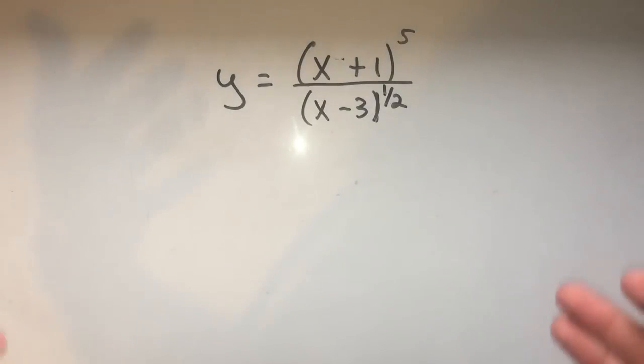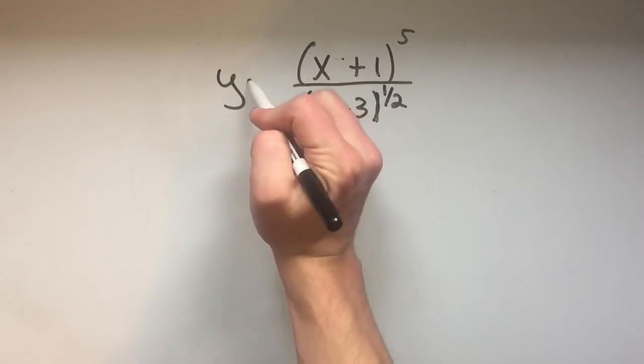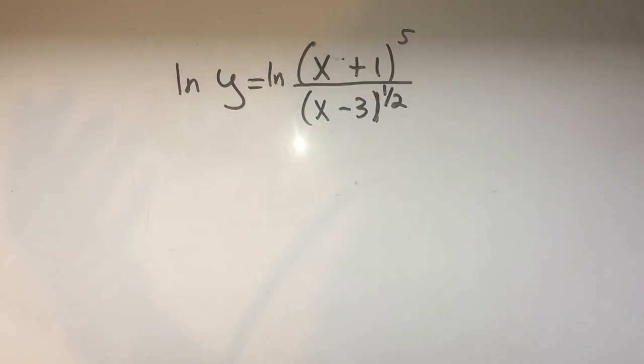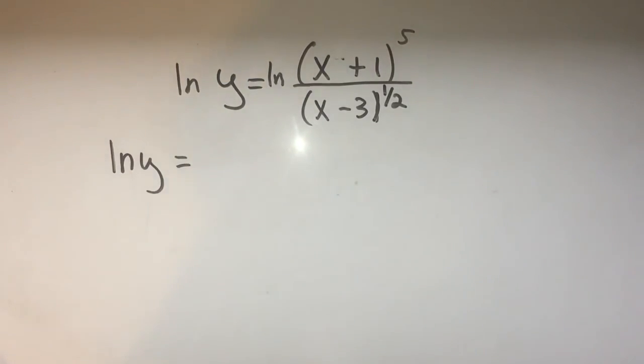You're used to using logarithmic differentiation when you have a variable to a variable power. But if I use it here, if I just take the natural log of both sides of this equation, what I'm going to do is apply properties of exponents on the right side. And I'm going to do this all in one sweep. I'll show you how easy it is.